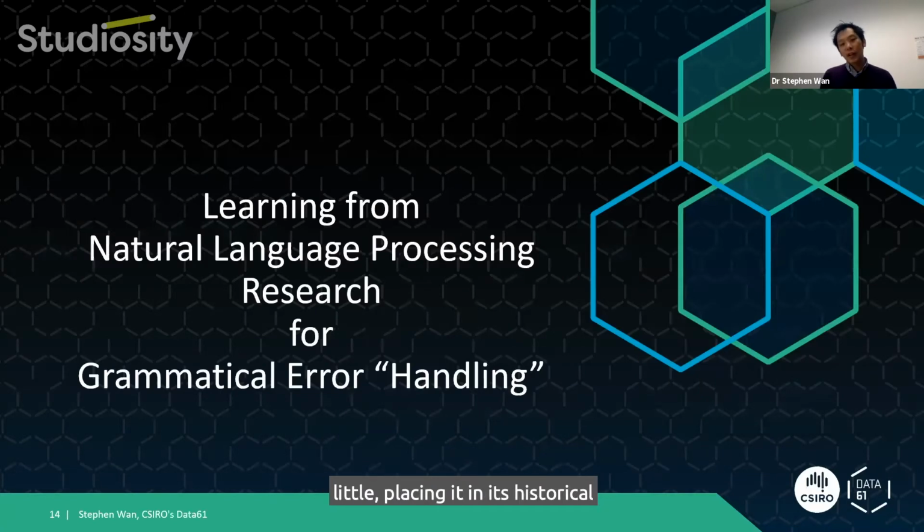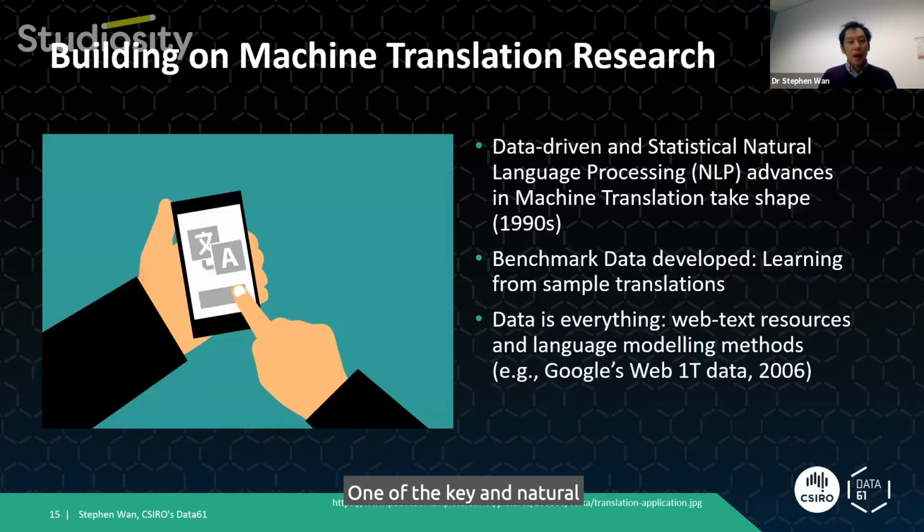Let's dive into the technology a little, placing it in its historical context, and we shall see that there are many opportunities that we can explore, but we should of course be mindful of the limitations of prior work so that we can design a solution with these limitations in mind. One of the key natural language processing areas that boomed in the 90s and since has been machine translation. And this field has inspired many of the current solutions to handling grammatical errors today.